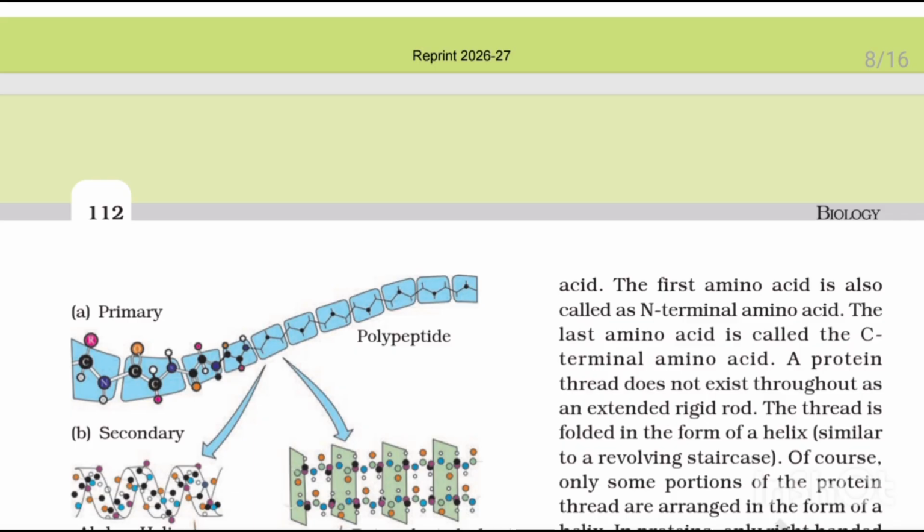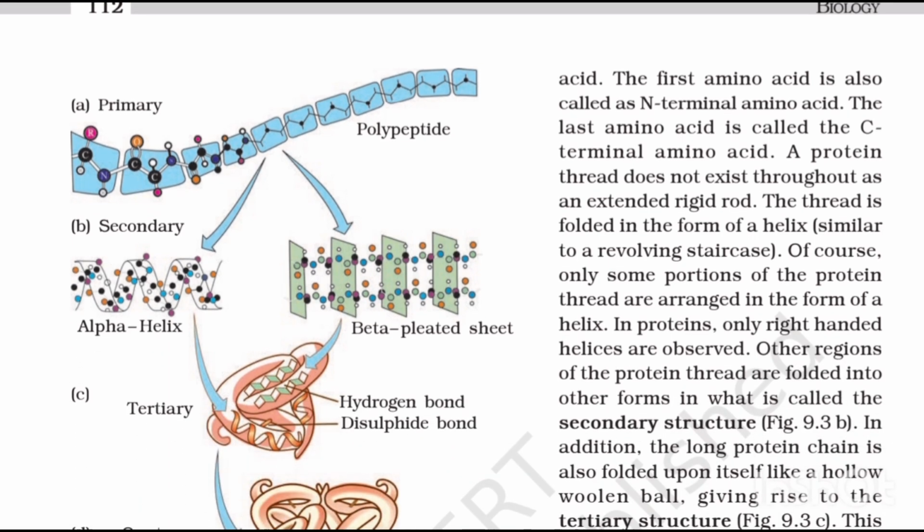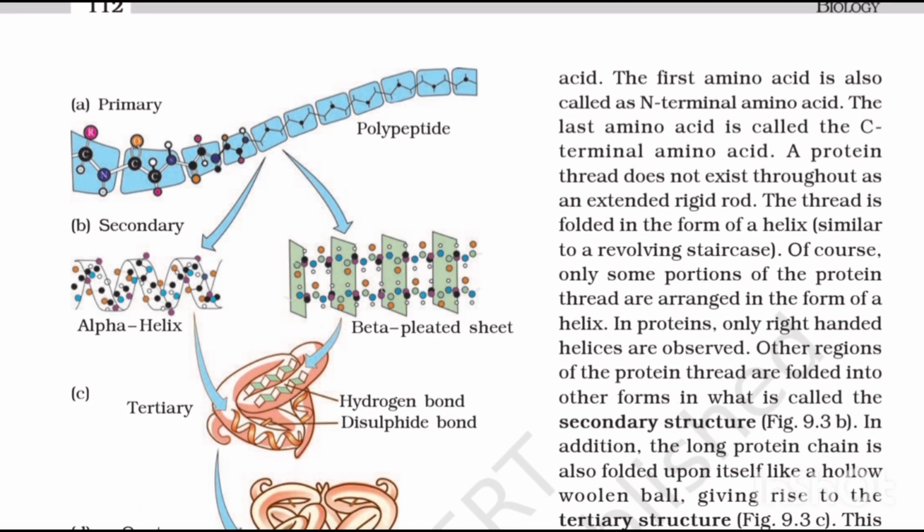A protein thread does not exist throughout as an extended rigid rod. The thread is folded in the form of a helix, similar to a revolving staircase. Of course, only some portions of the protein thread are arranged in the form of a helix. In proteins, only right-handed helices are observed. Other regions of the protein thread are folded into other forms in what is called the secondary structure, which can be seen in figure 9.3b.